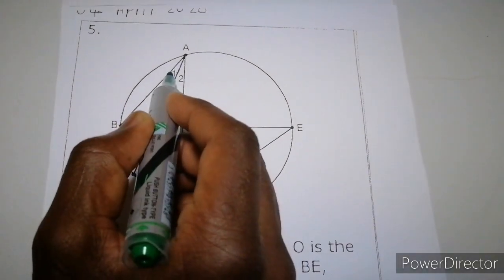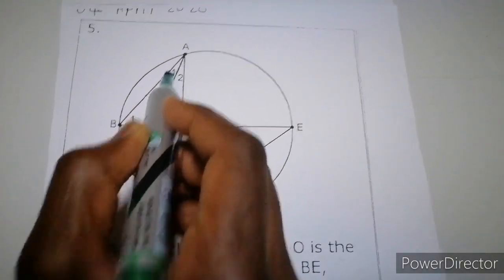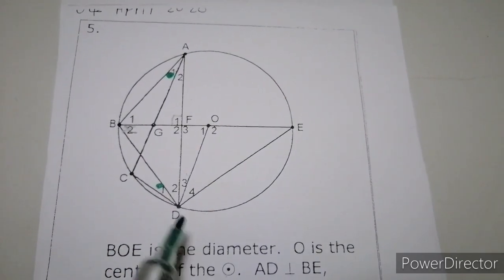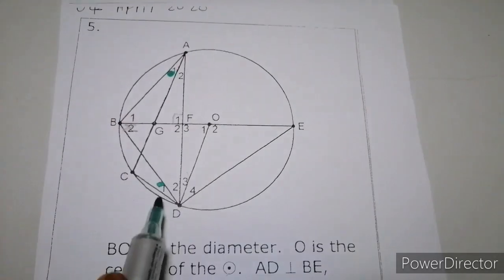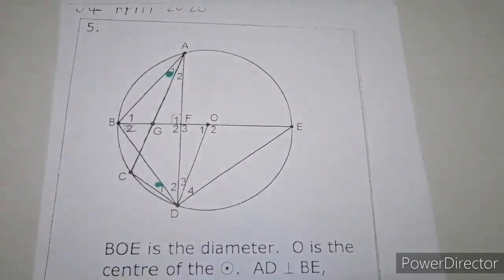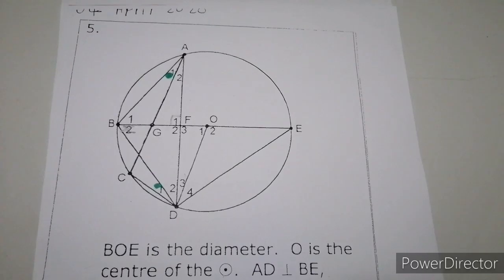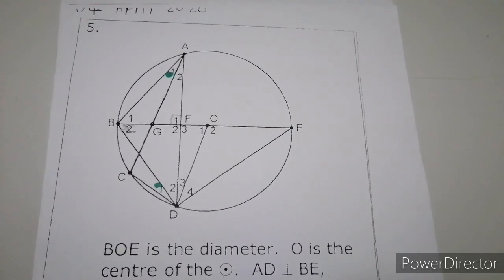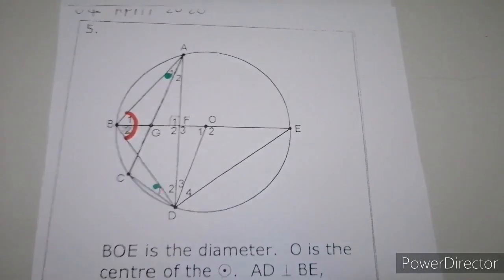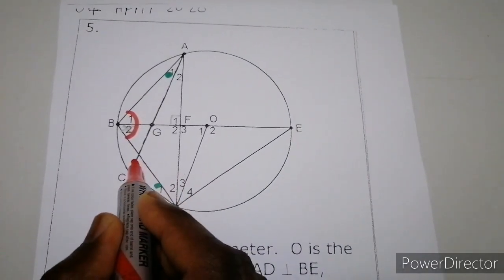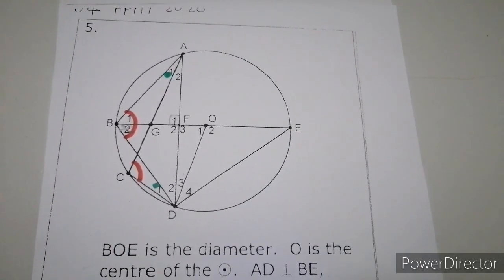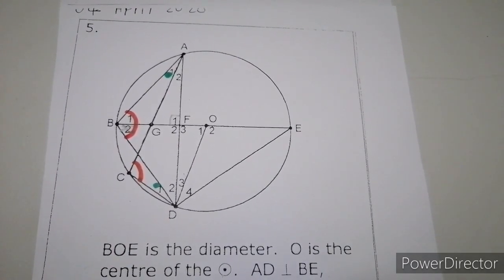A1 is equal to D1. Angles in the same segment. If you check, these angles are in the same segment, subtended by the same arc BC. And then again, we can indicate angle B. The whole angle B1 plus B2 is equal to angle C. Remember, we are doing rough work. We are not answering any question here.